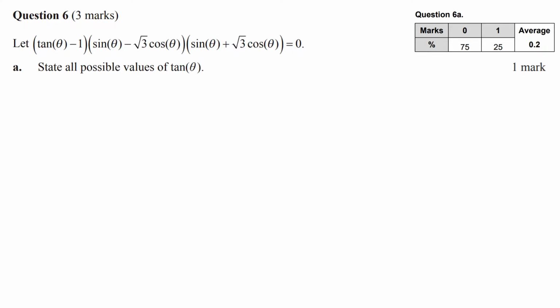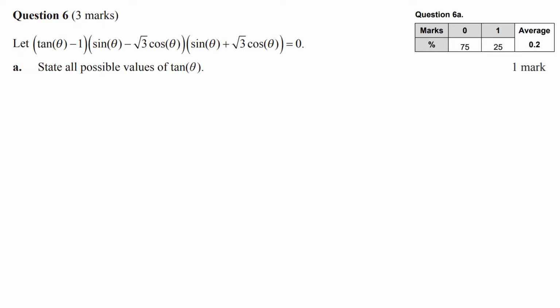25%. Let (tan theta minus 1)(sine theta minus root 3 cos theta)(sine theta plus root 3 cos theta) equal 0. Right? Part A, state all possible values of tan theta. This is worth 1 mark. So I encourage you to go try this at home. Pause the video. I'll give you a moment.